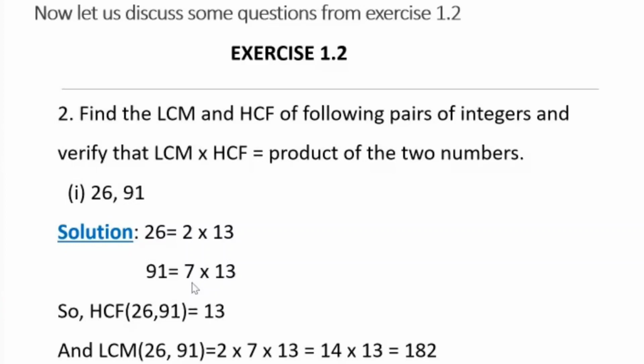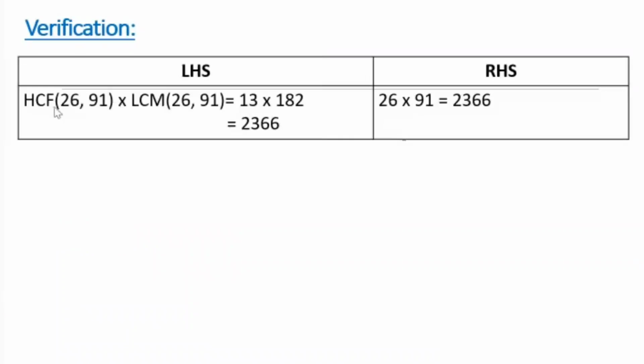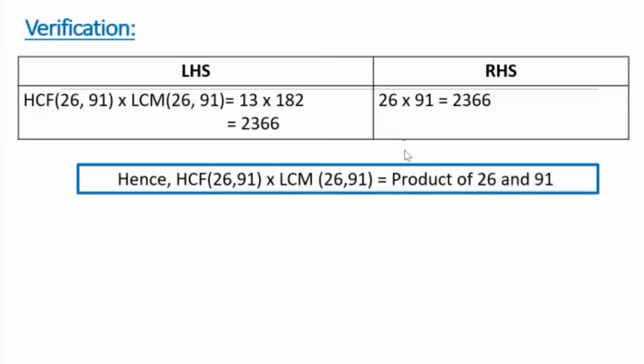Now let us verify the result. I need to verify that LCM into HCF is equal to product of the two numbers. I'll find them out by finding out the LHS and RHS separately. HCF into LCM comes out to be 13 into 182, which is equal to 2366. The product of the two numbers 26 into 91 also comes out to be 2366. So we can write that HCF into LCM is equal to product of the two numbers 26 and 91. So I hope this property is clear to you. Again, for a 2-mark question, this kind of a question can always be asked.